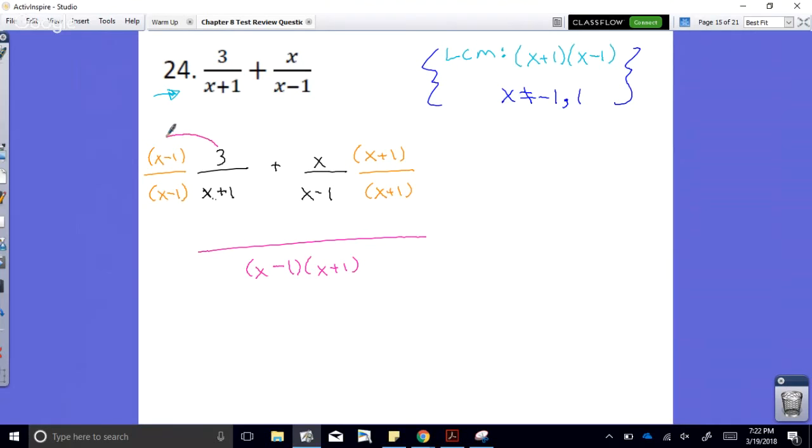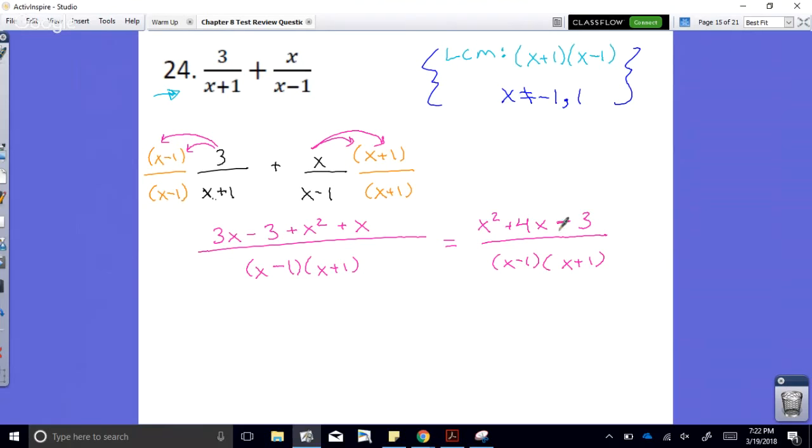And with that, I'm going to multiply or distribute the top. So the left piece, I've got 3 times x, which is 3x. 3 times negative 1 is negative 3. On the other side, I have x times x, which is x squared. X times 1, which is a positive 1x. I'm going to combine like terms here in the numerator, so I have an x squared. I have an x plus 3x, which is a 4x, and a negative 3. Okay, all divided by x minus 1, x plus 1.